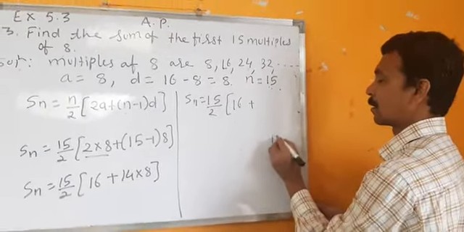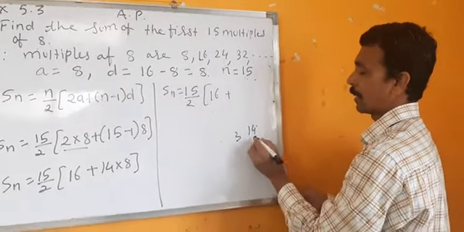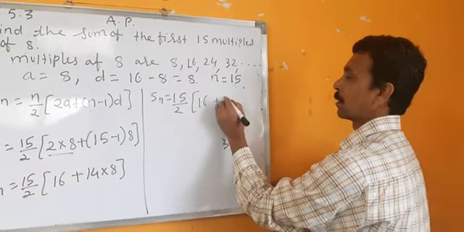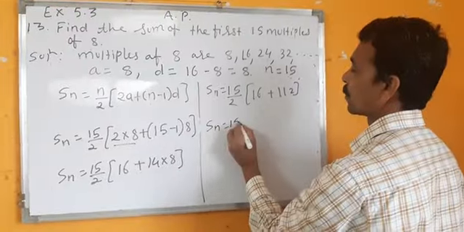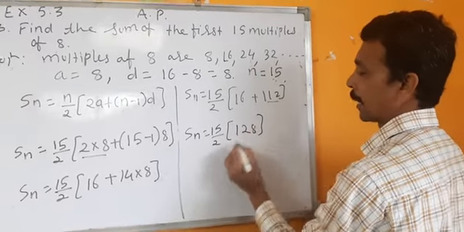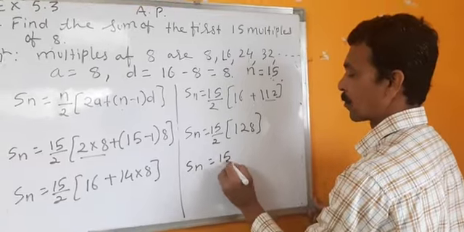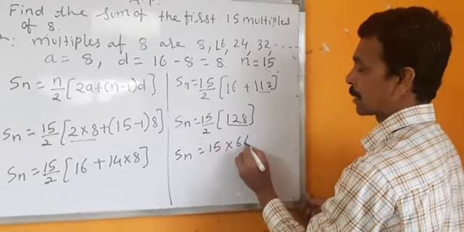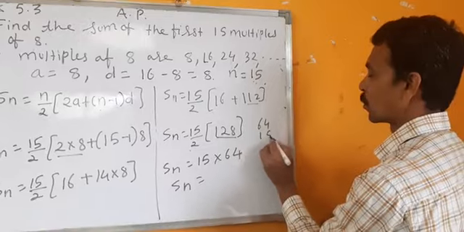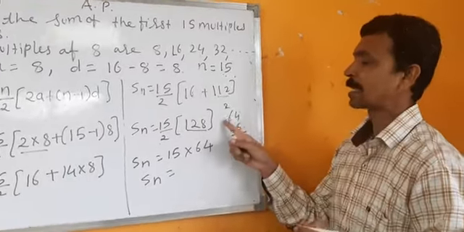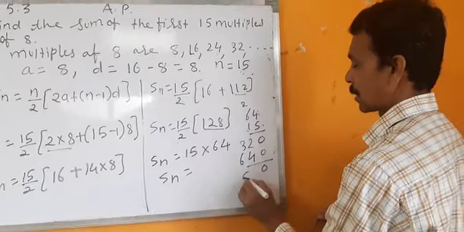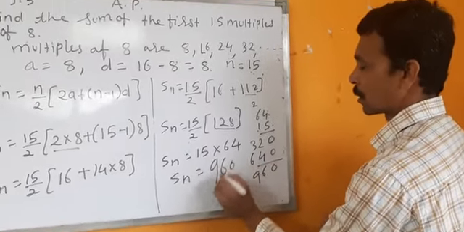What is 14 eights are? 8 fours are 32. 8 ones are 8. Right? 8 fours are 32, 3 carry. 8 ones are 8, 8 plus 3, 11. Write 1. SN is equal to 15 upon 2 into 112 plus 16 is 128. SN is equal to 15 into, if you divide 128 by 2, we get 64. SN is equal to, let's see what is 64 into 15. 5 fours are 20, 5 sixes are 30 plus 2, 32. 0. 1 four is 4, 1 six is 6. This is 960. SN is equal to 960.